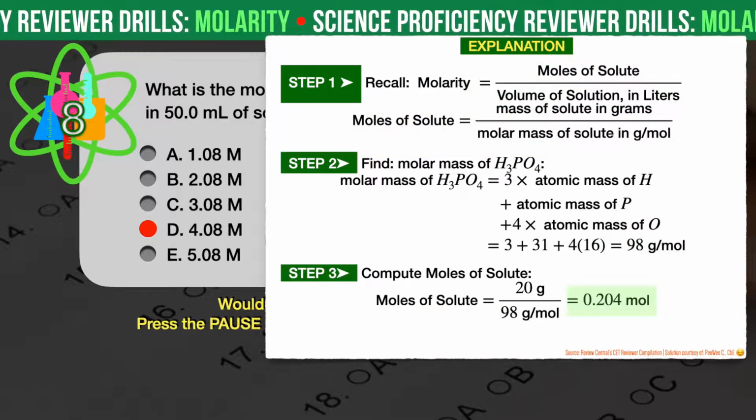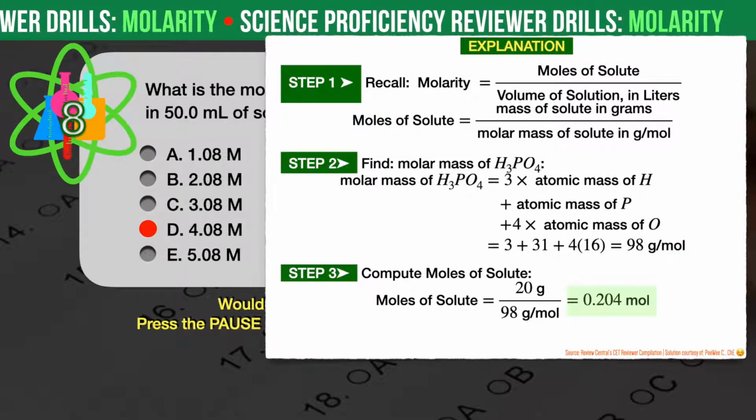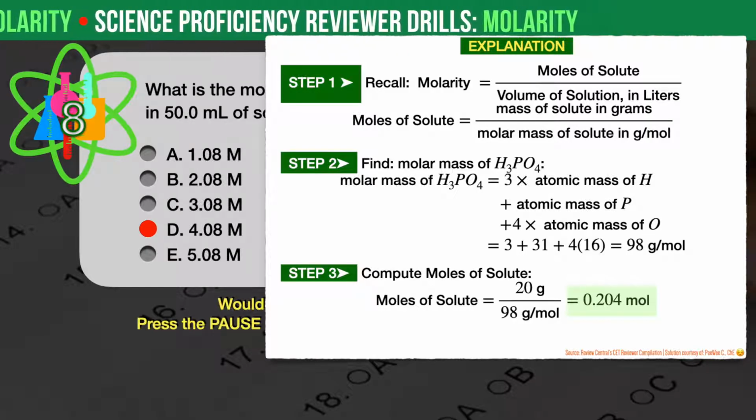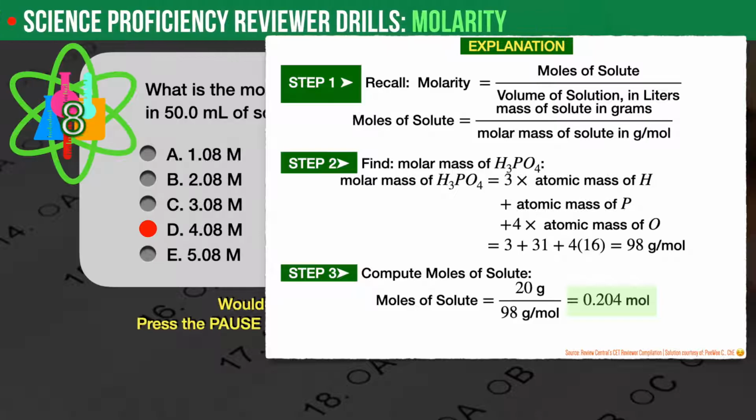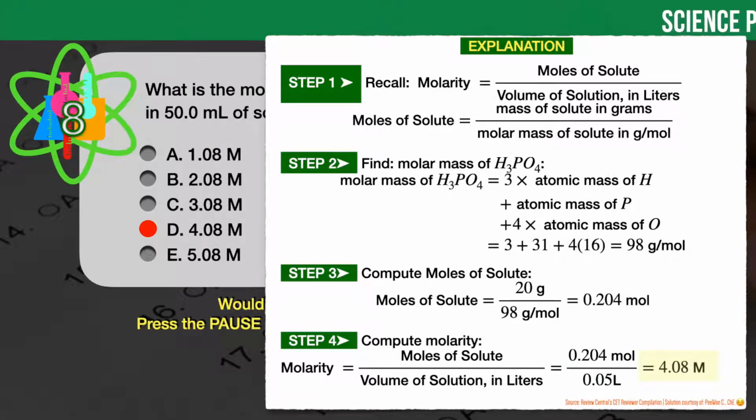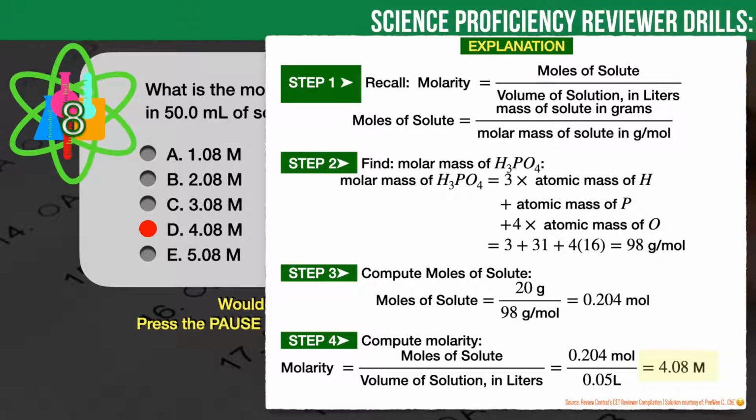Proceeding to step 3, we now compute for the moles of solute, which is 20 grams divided by the 98 grams per mole that we just derived above. This should result to 0.204 moles. And for our final step, molarity of solution equals 0.204 moles divided by 0.05 liters, from 50 milliliters of solution. The correct answer is 4.08 M.